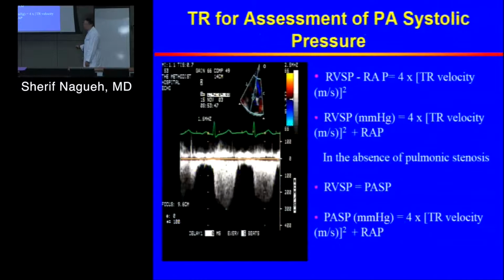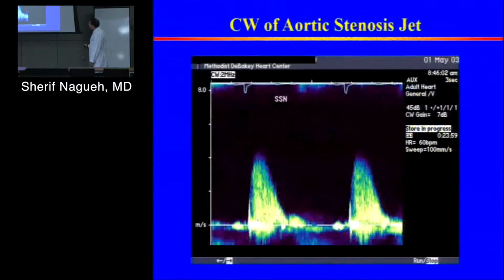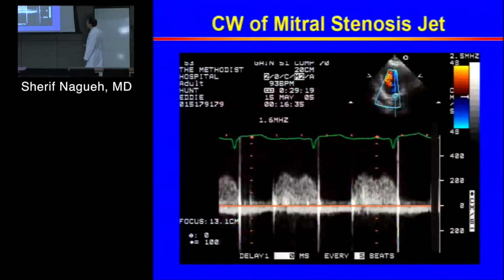This is the TR estimation: PA pressure is 4V squared, and then you add the RAP. We can do the same for the pulmonary artery diastolic pressure. We use here the end diastolic velocity, 4V squared plus RAP. This is a gradient through the aortic valve of about 4 meters per second, so 64 millimeters of mercury. We get it from several windows.